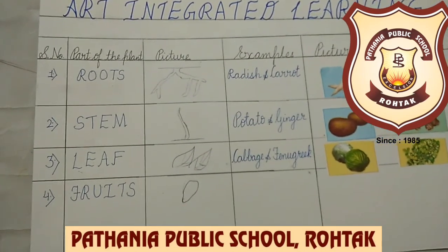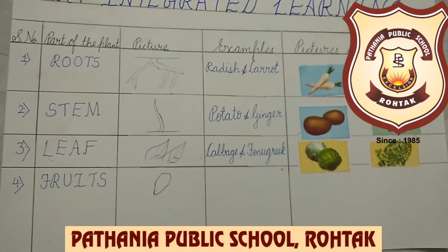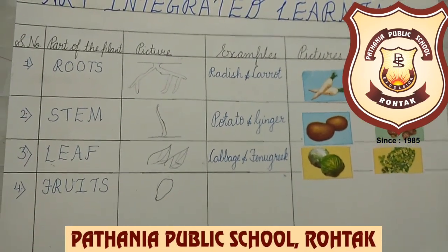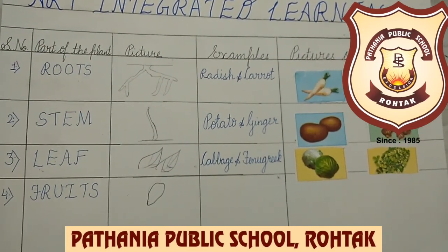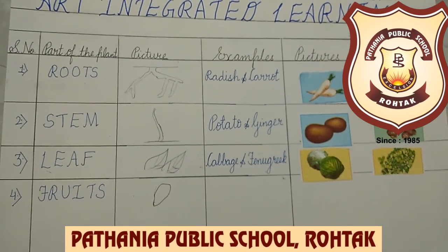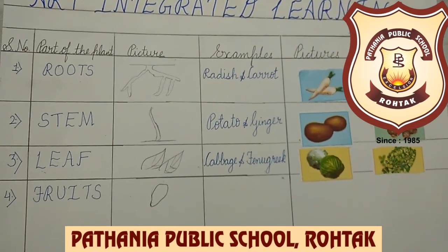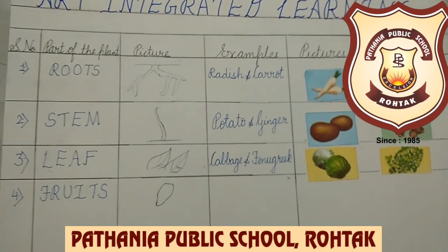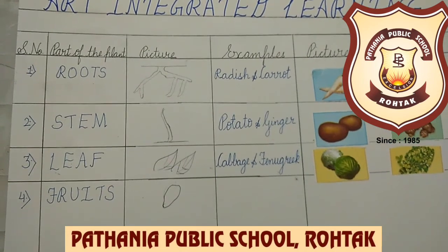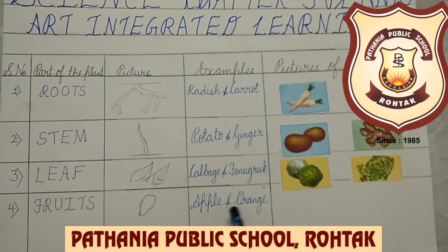Now tell me two examples of fruits. Any two? Yes, it can be apple, it can be orange, mango, anyone. Whatever you want to eat, whatever you like to eat, you can write here. So, I am writing here apple and orange. See beta, here I have written apple and orange.